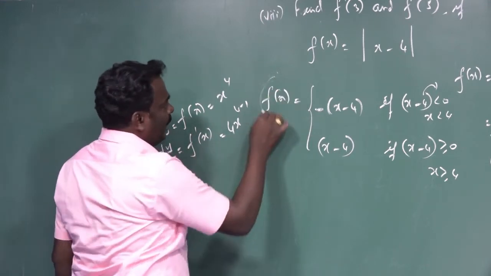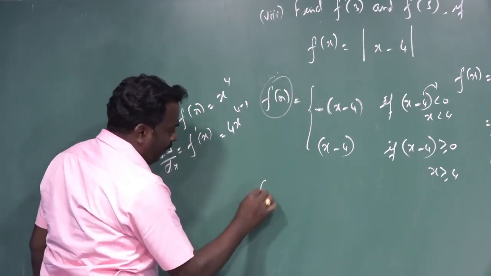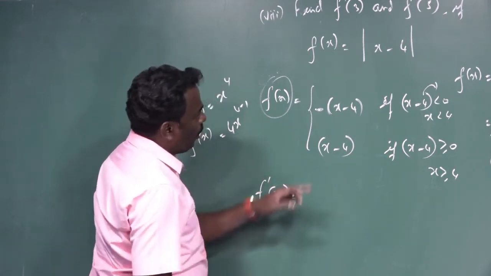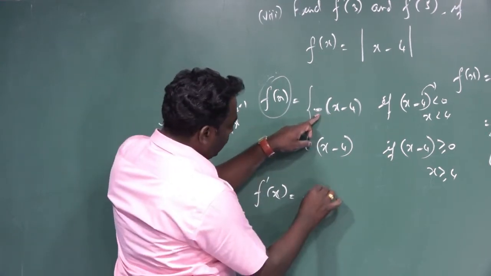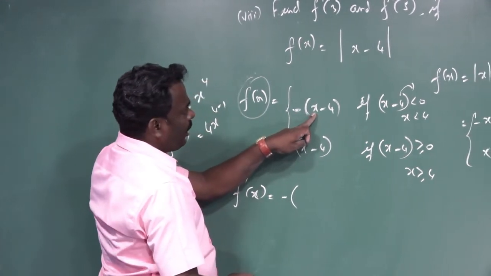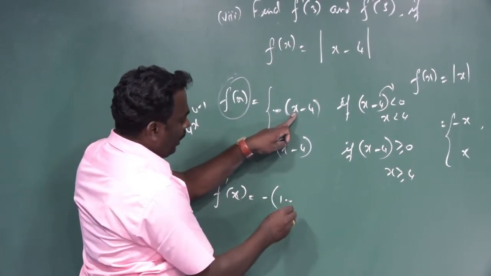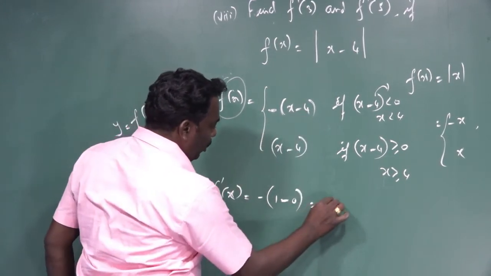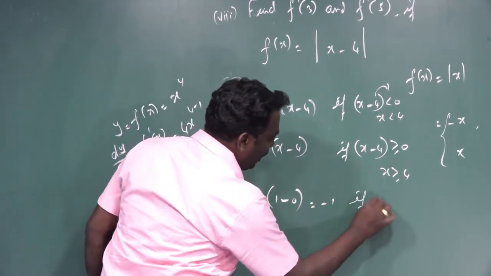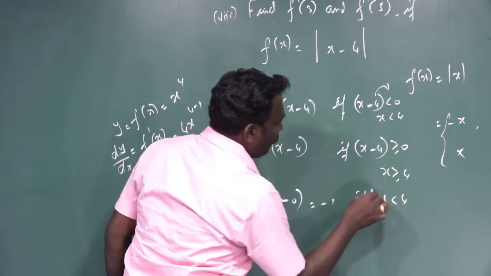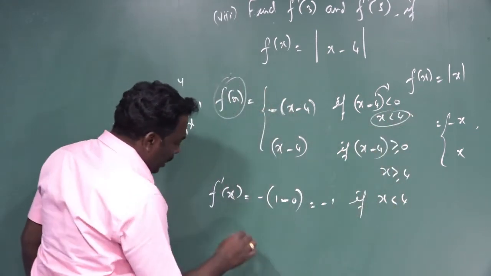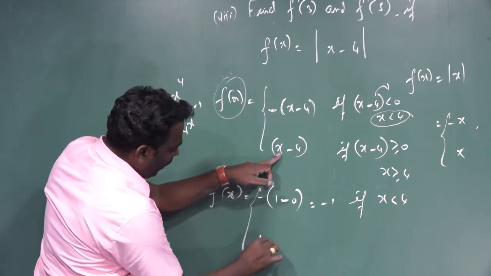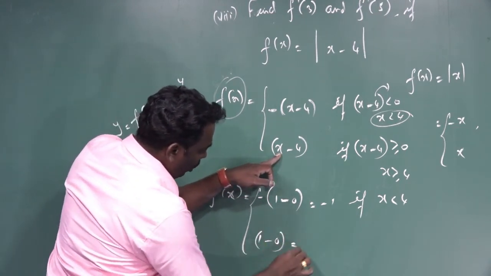Therefore, for this function f of x, the first derivative f dash of x is equal to the derivative of x minus 4 with respect to x, which is 1, and the constant term 4 becomes 0, so it is equal to minus 1. This is when x is less than 4. The other case: differentiating this function with respect to x gives 1 minus 0, which is equal to plus 1.